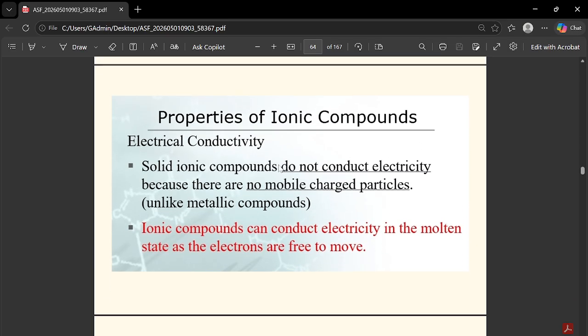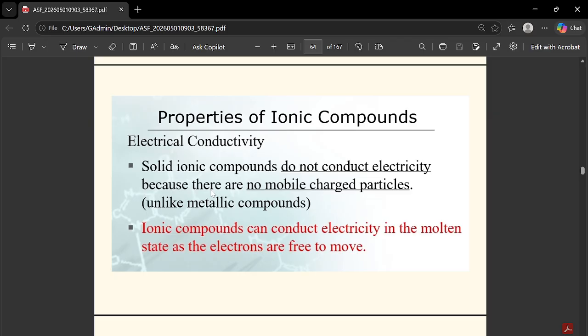So we can read here more on electrical conductivity. Solid ionic compounds do not conduct electricity because there are no mobile charged particles floating around, unlike metallic compounds. Metallic compounds are like metal, so they are very good at conducting electricity and heat. Ionic compounds can conduct electricity when molten.